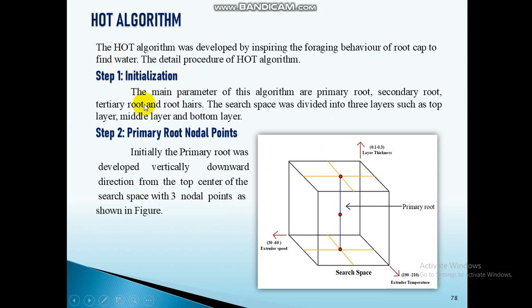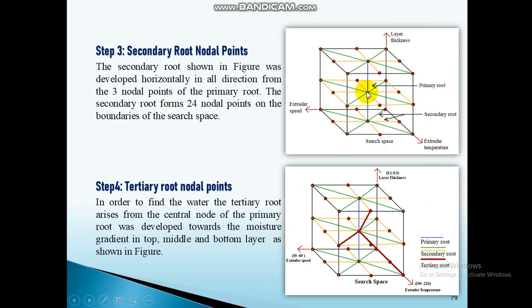So the HOT algorithm starts with initialization, starting with the primary root. Let us assume this is a search space. It starts with a primary root with 3 nodal points, and from that primary root's 3 nodal points, the secondary root will develop. You can see the secondary root with 8 nodal points over here: 8, 16, 24 nodal points. And then, once it finds the minimum value in each layer, top layer, middle layer and bottom layer, from the center nodal point, again the root will develop to that point.